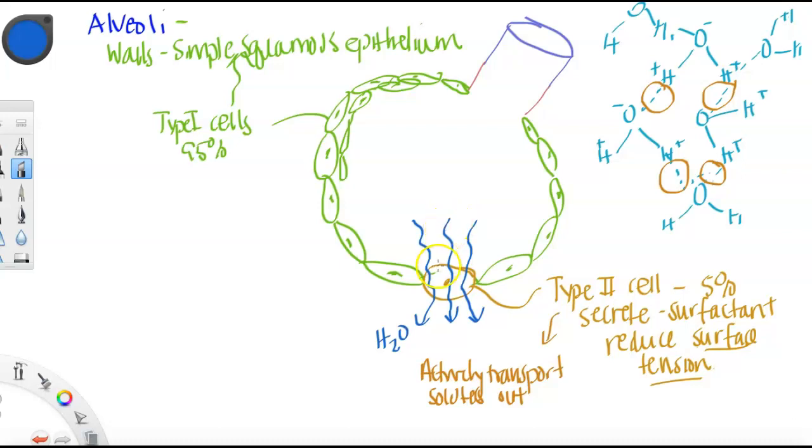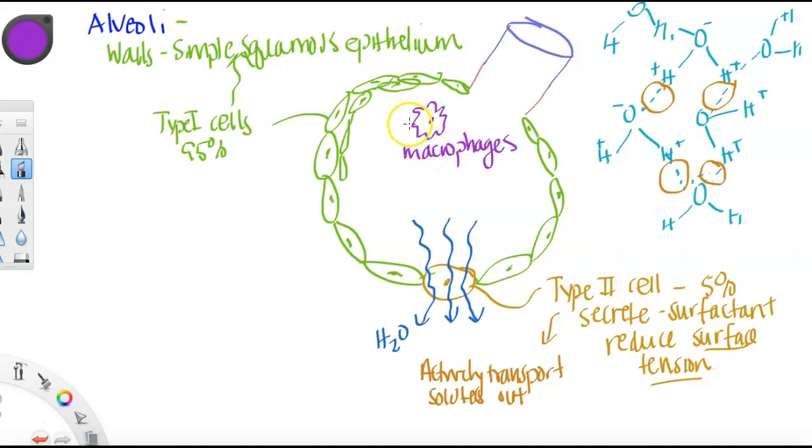Okay, so what else is in there? Well, there's also little macrophages in here. And the macrophages help to get rid of things that are coming in, microbes or pathogens and dirt and whatever else. Okay, so macrophages help to clean the area so that there's a good amount of clean surface area for gas exchange to occur.